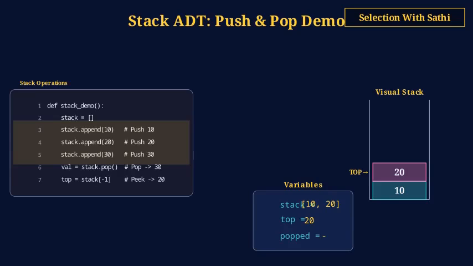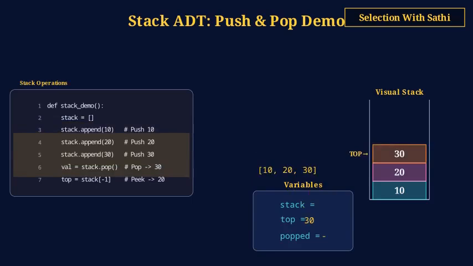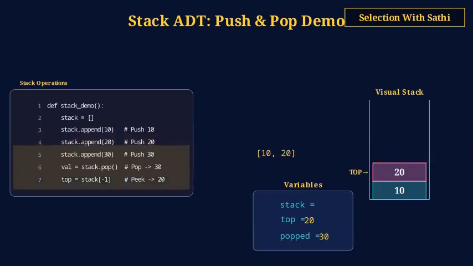Push 20. Now the stack is 10, 20, with 20 on top. Push 30. Stack becomes 10, 20, 30, with 30 on top. Now we call pop. Since it's LIFO, 30 gets removed from the top. Stack is back to 10, 20.